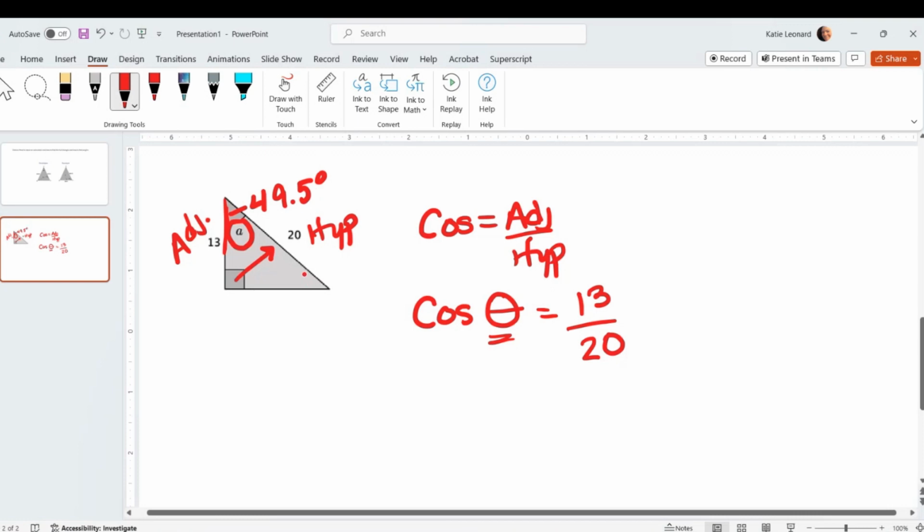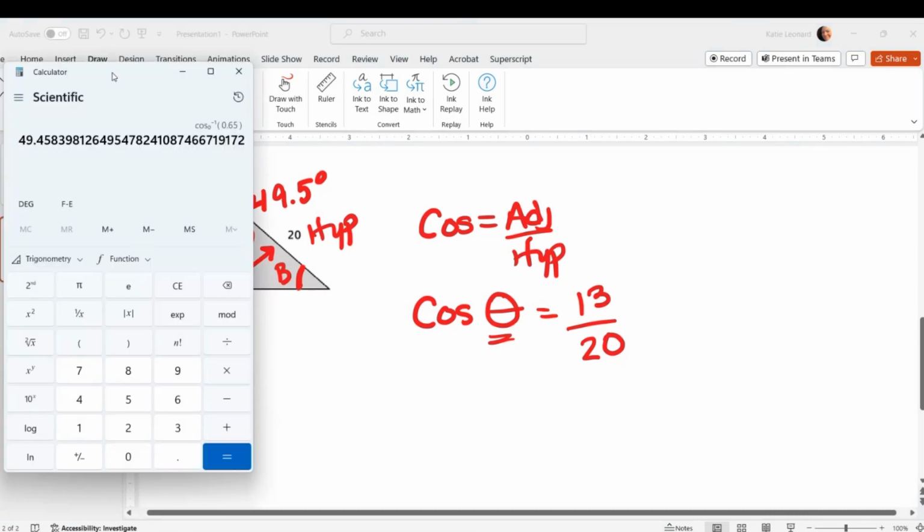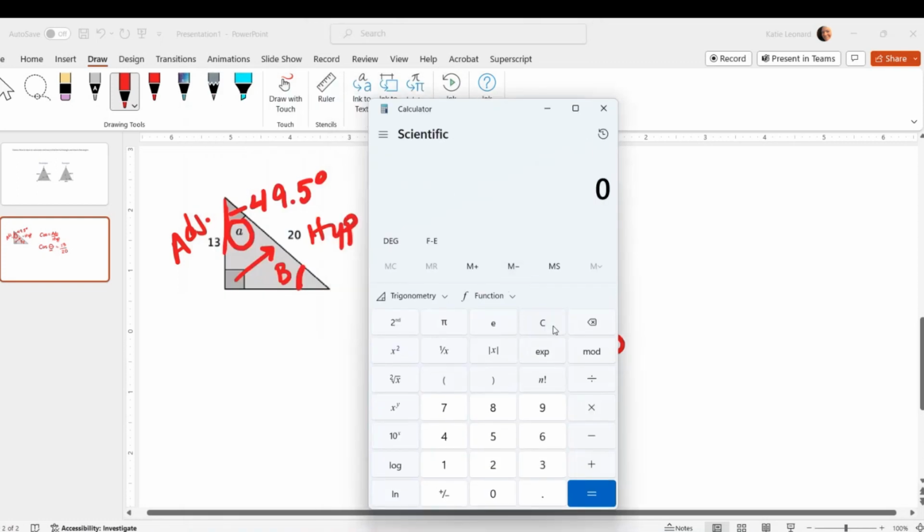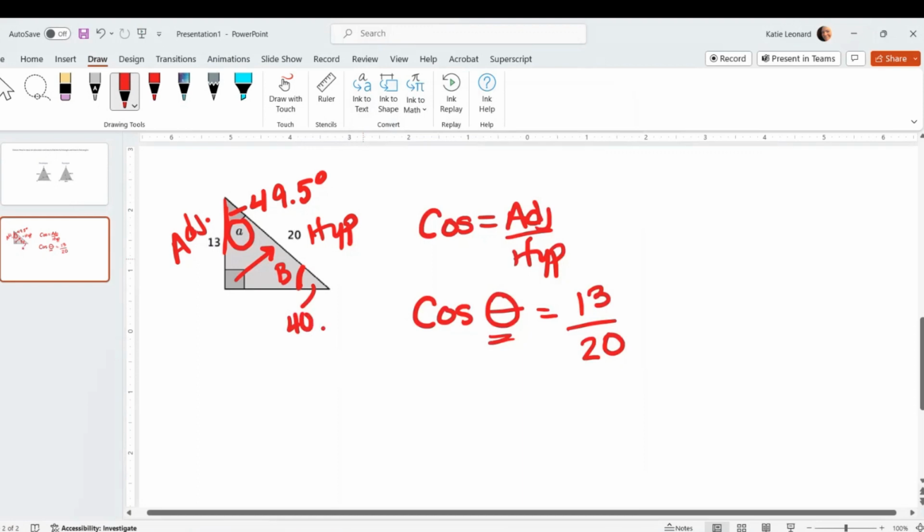With that information, I can also figure out this angle right here. Now I know that it's 180 minus the 90 for the right angle, minus the 49.5 that we just solved for, and we should get 40.5. But let's see if we can use our trig functions to also prove this.